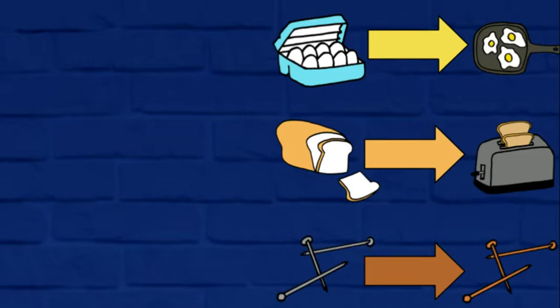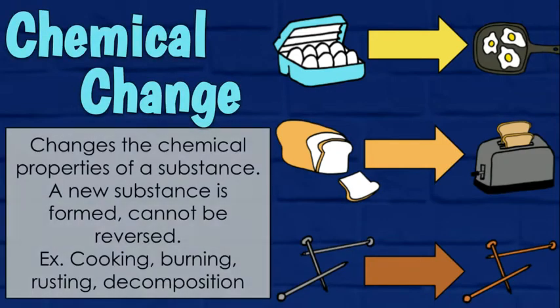A chemical change is something that cannot be reversed. It changes the shape, it changes the chemical properties of a substance. A new substance is formed and cannot be reversed. This happens when you're cooking, burning, or something is rusting or decomposition.